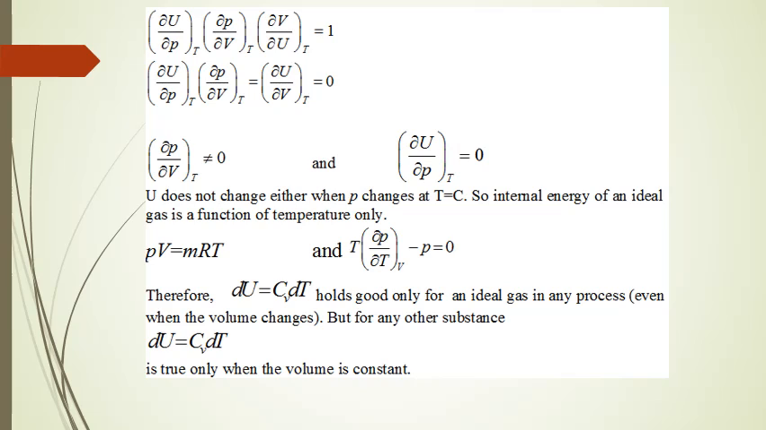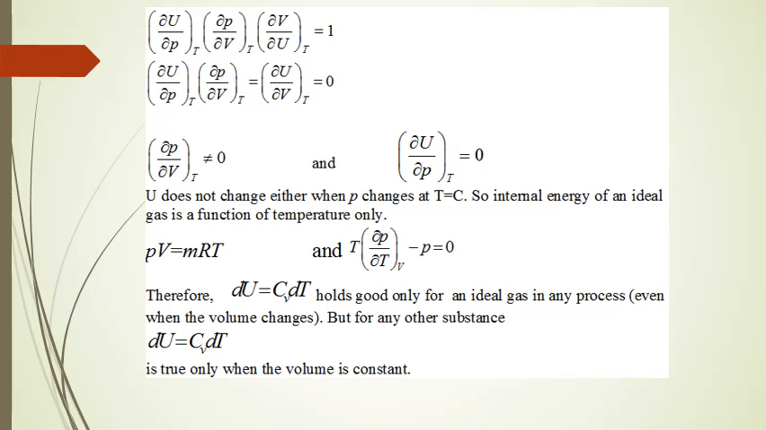Now from the result of theorem 2, you can say that del U upon del P when temperature is constant into del P upon del V when temperature is constant into del V upon del U when temperature is constant is equal to 1. Now we take the third term on the right hand side, and we get del U upon del P when temperature is constant into del P upon del V when temperature is constant is equal to del U upon del V when temperature is constant, which is equal to 0, as we have proved on the previous slide.